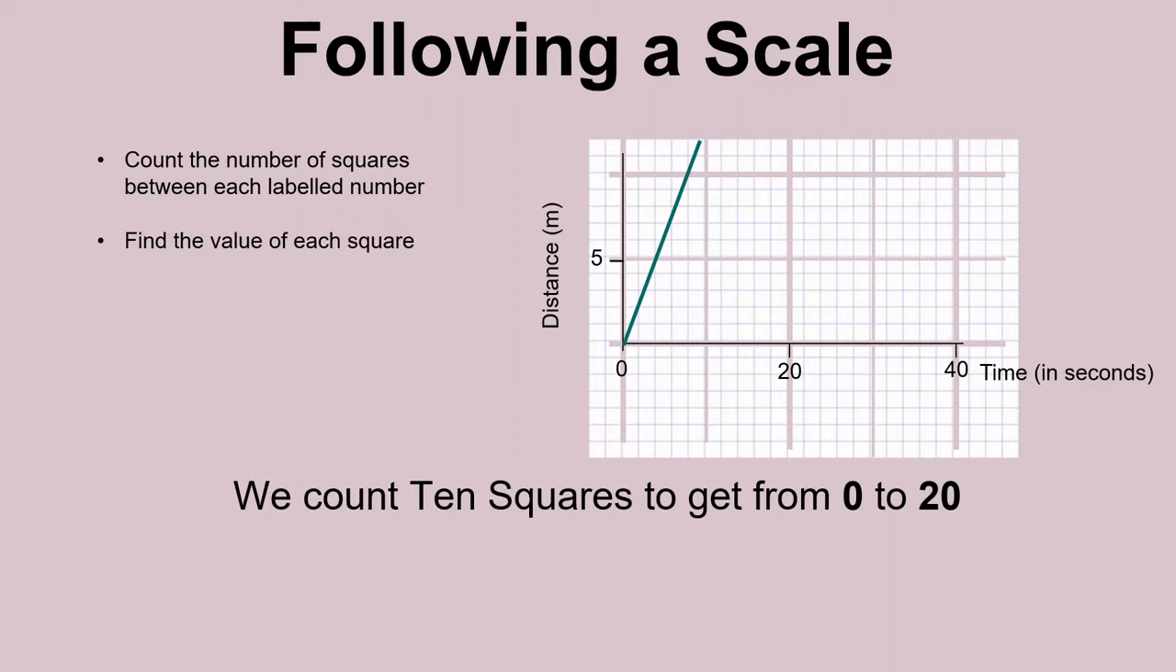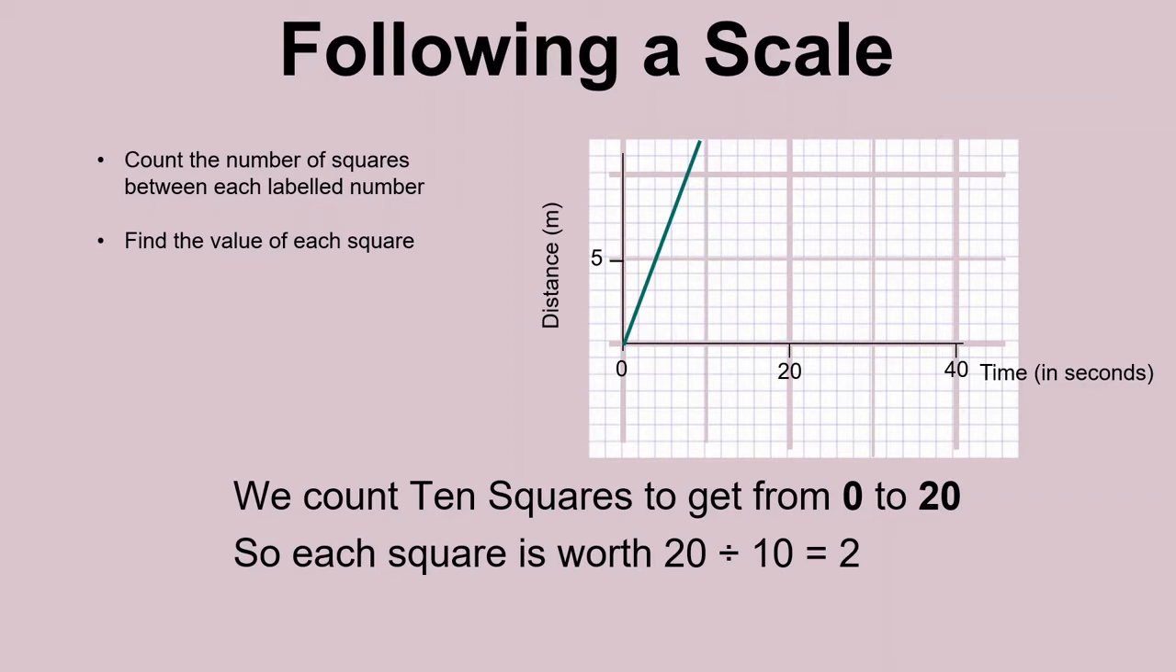If it takes 10 squares to get to 20, 20 is being split up or divided into 10. So each square is worth 20 divided by 10. That's 2 seconds per square. So the scale can be written now in the form of a ratio. That is the number of squares, which represents their values.